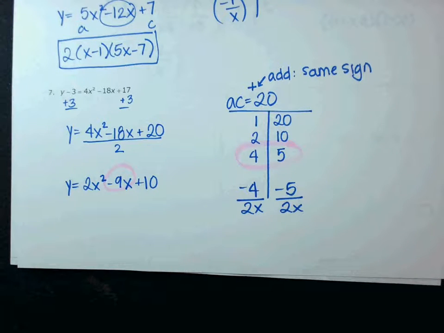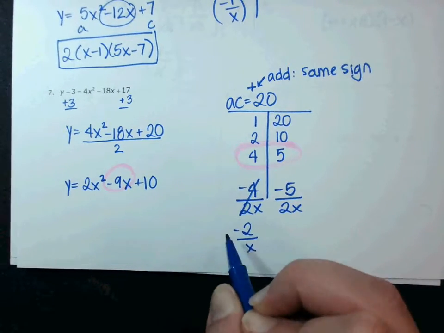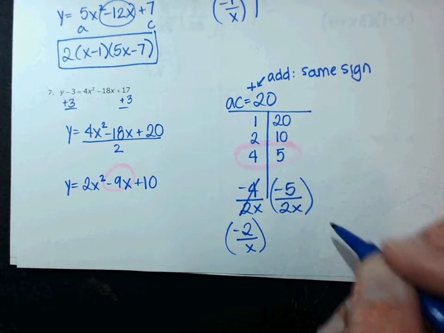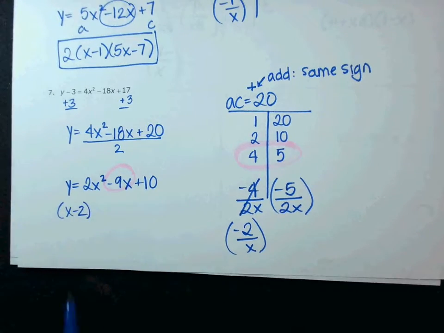Can 4 divide by 2? What is it? 2 over x. Good. And then for my second one, can 5 divide by 2? No. So it would be x minus 2 and 2x minus 5.